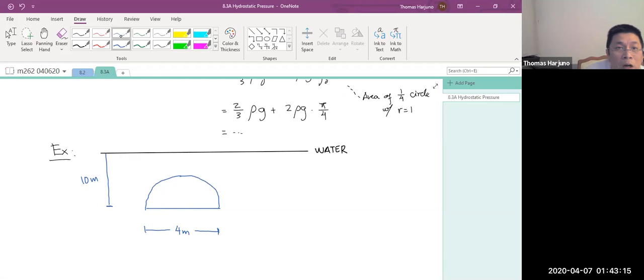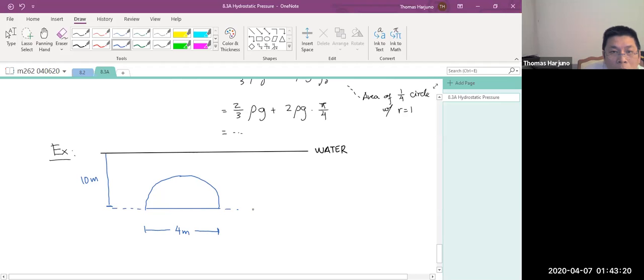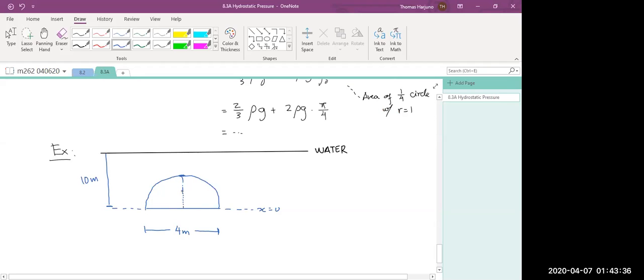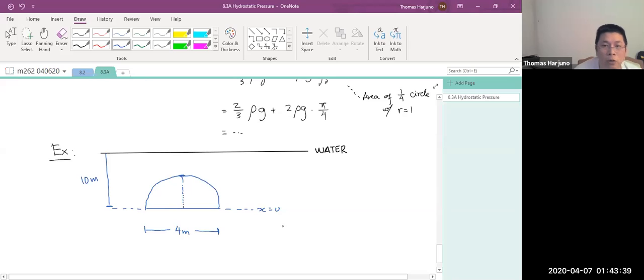I think I will do likewise in the last case, so I will start my reference from here. Let's call this x equals 0. But then how far do I need to go up from there? 2 meters? 2 meters, that's right. So later on, my hydrostatic force will be the integral from 0 to 2. My x will move from x equals 0 to x equals 2.